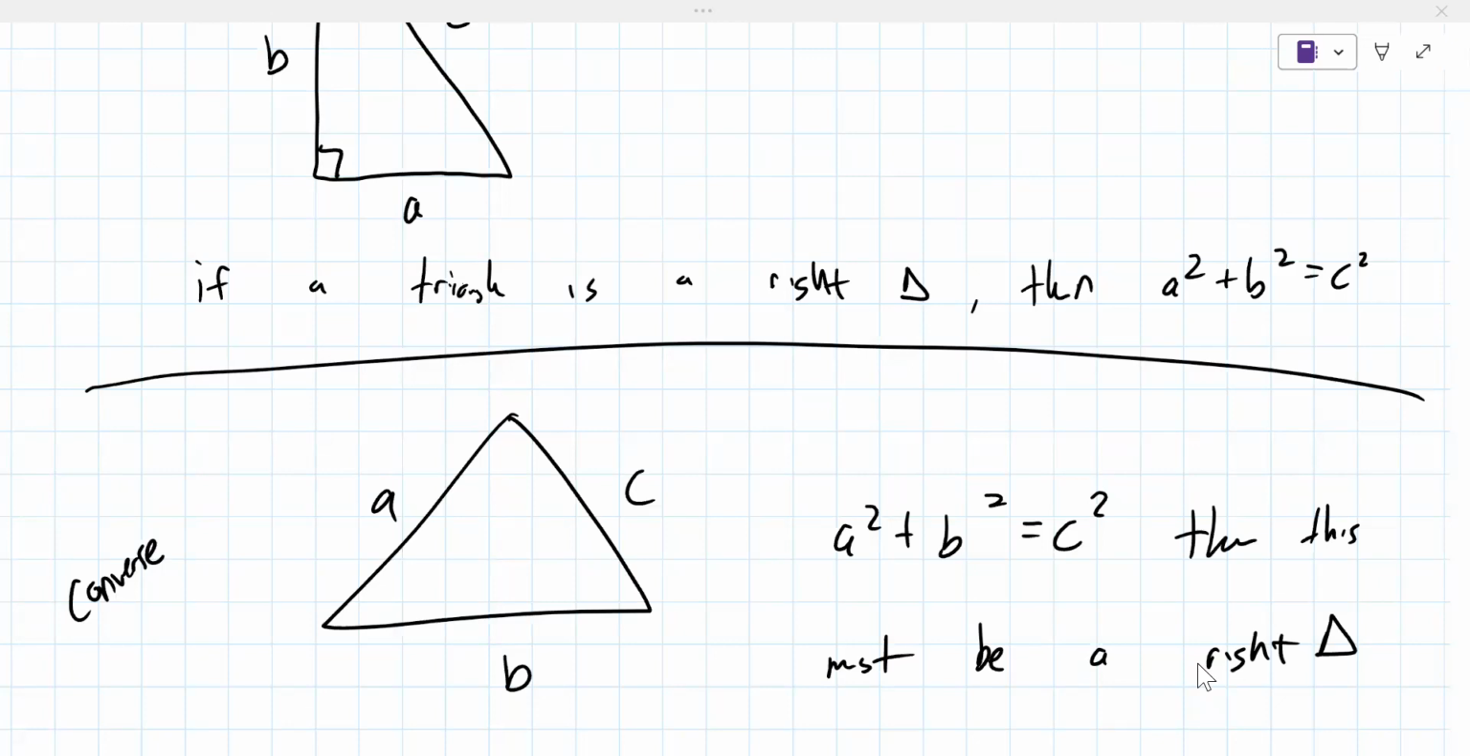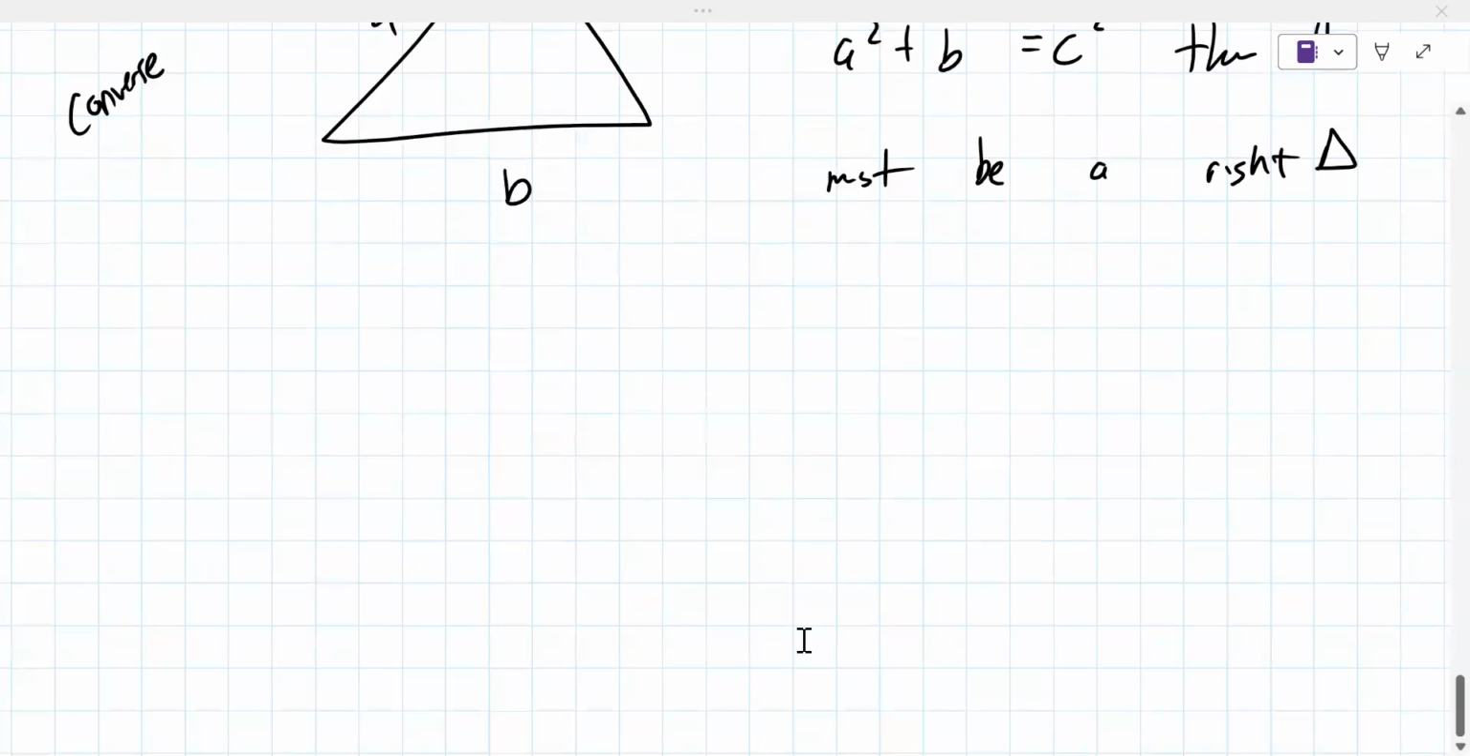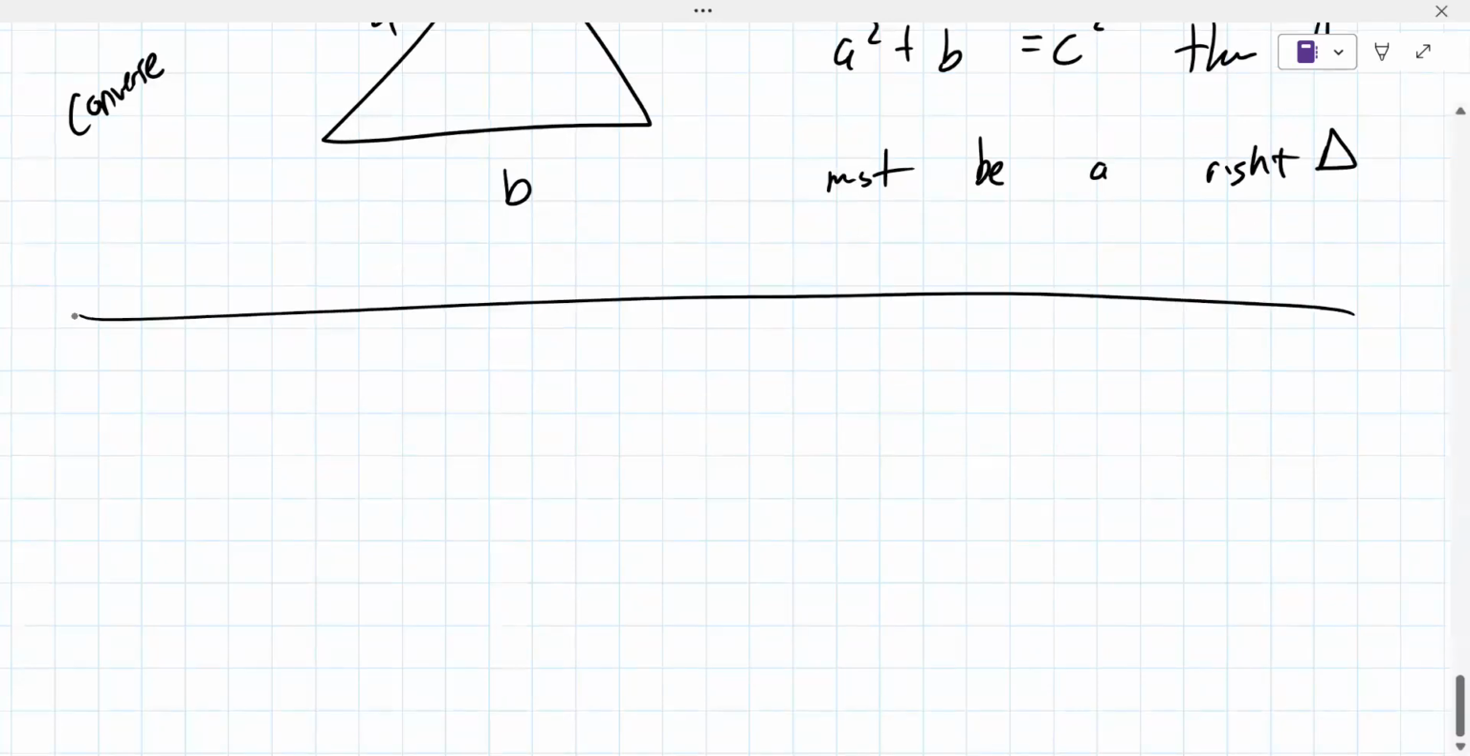Got it. All right. And there's one more thing I want to go over, which is how to prove vertical angles, or the vertical angle theorem. Vertical angles are congruent. Yeah, how to prove that? Okay. You sure you don't have any questions you want to do?